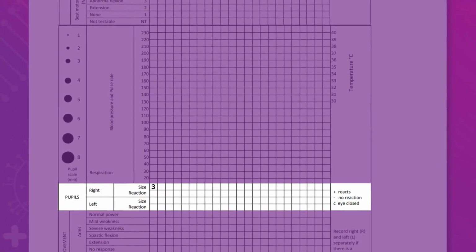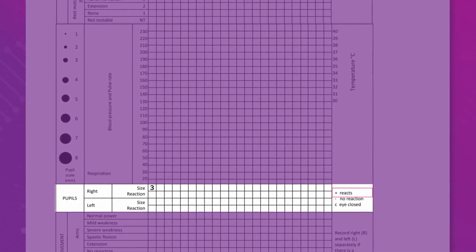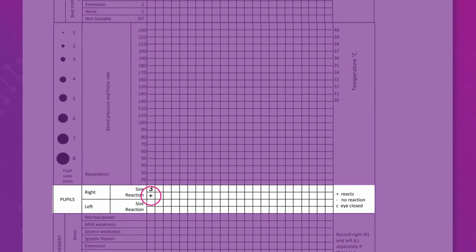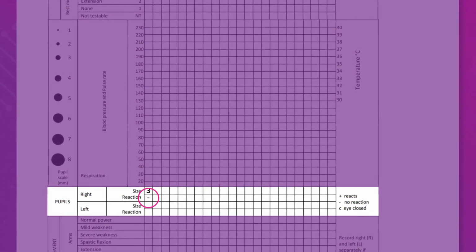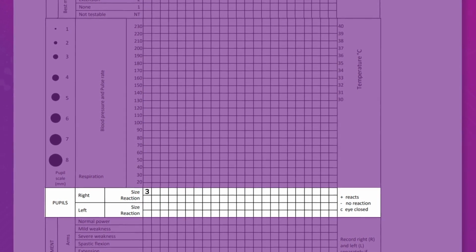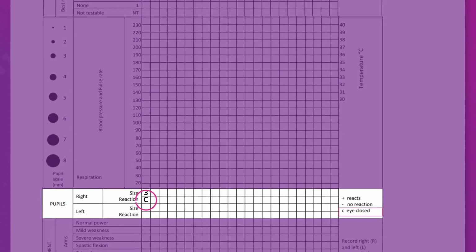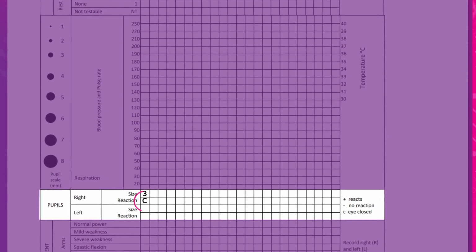If the patient's pupil reacts normally by constricting and dilating, you should mark a plus sign in the reaction box. If there is no reaction, mark a negative sign in the reaction box. If the eye was closed and you had to reopen it, mark C in the reaction box. If the patient is unable to keep their eyes open, you should hold the eyelids open and note the size, shape, and equality of the pupils, unless they have an injury in the area. If the patient is suffering from ptosis, then you would expect to see an enlarged, unreactive pupil.